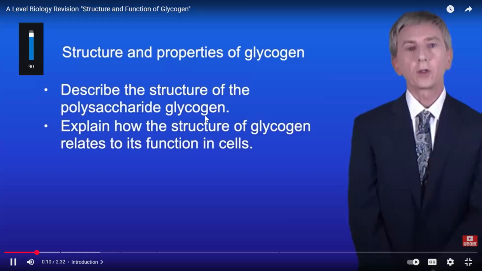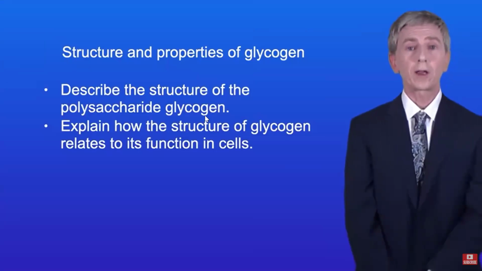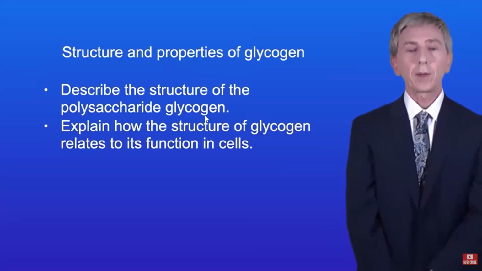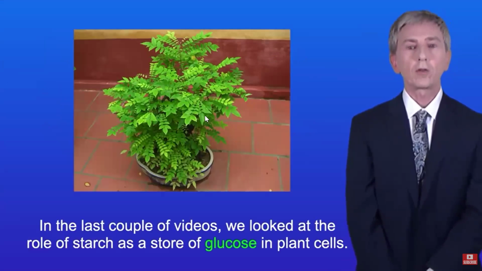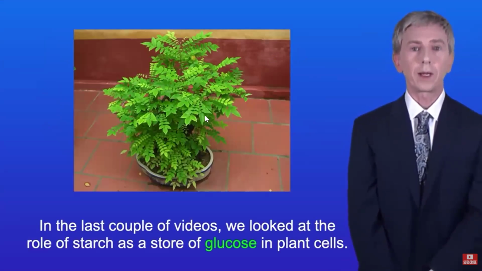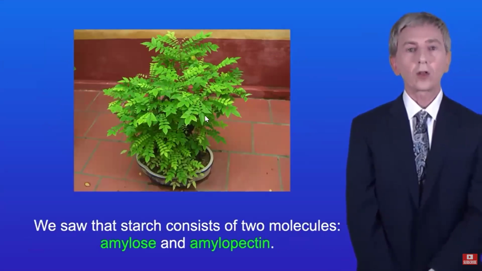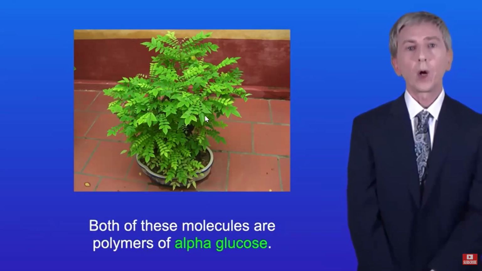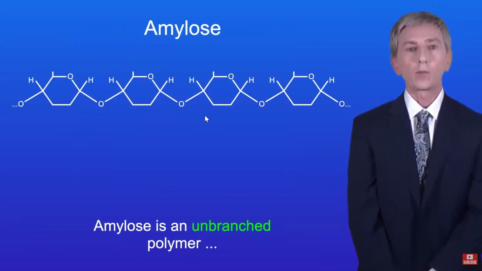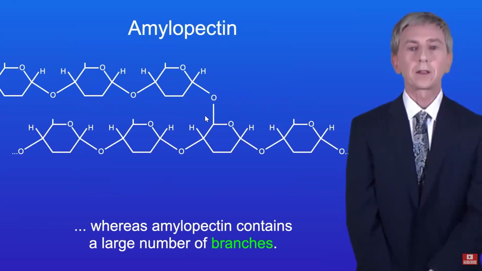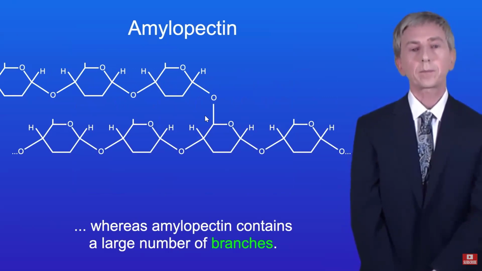Hi and welcome back to Free Science Lessons. By the end of this video, you should be able to describe the structure of the polysaccharide glycogen. You should then be able to explain how the structure of glycogen relates to its function in cells. In the last couple of videos, we looked at the role of starch as a store of glucose in plant cells. We saw that starch consists of 2 molecules, amylose and amylopectin. Both of these molecules are polymers of alpha-glucose. Amylose is an unbranched polymer, whereas amylopectin contains a large number of branches.